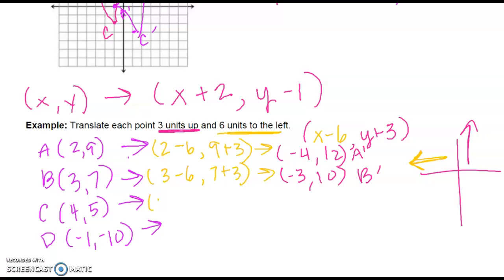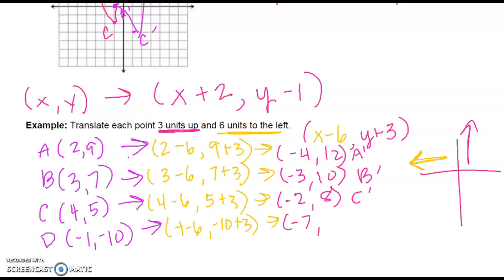C is at 4, 5, so I'm going to say 4 minus 6. Again, I'm using my rule here, going to the left 6 and up 3. And then 5 plus 3. So C prime will be at -2, 8. And then lastly, for point D, I'm at -1, -10. So I'm going to say -1 minus 6, -10 plus 3. Again, using my rule that I created. -1 minus 6 is -7. -10 plus 3 is also -7. So D prime would be at the ordered pair -7, -7.